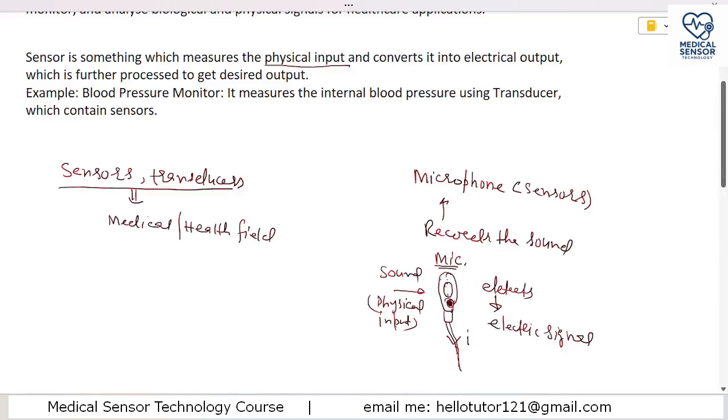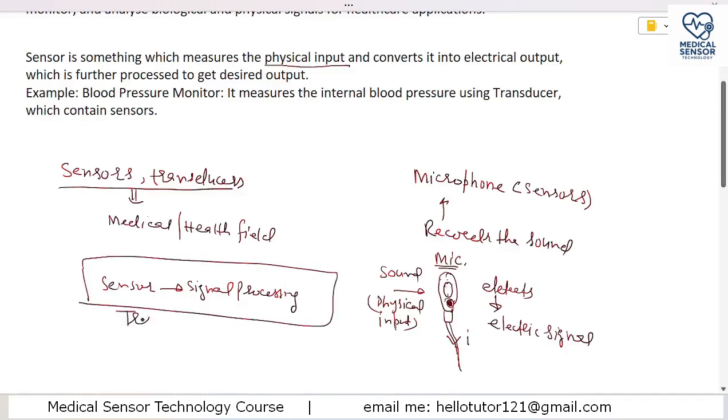This is the reason we call it a transducer. After the sensor, we have the signal processing, and all of it together becomes a transducer. A transducer is basically a sensor with other instruments to clear the noise, because maybe the input has noise, and maybe it increases the amplitude.